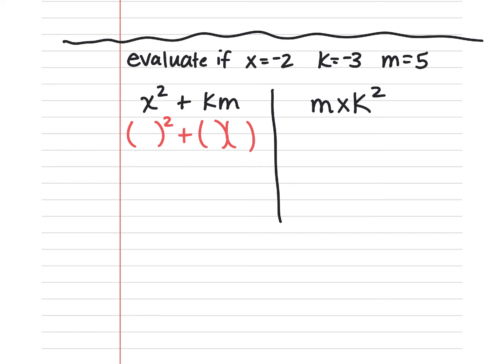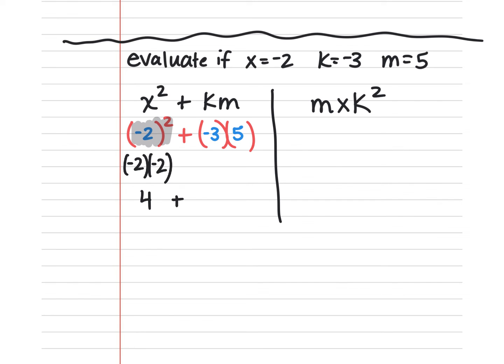Instead of an x, I'll put a negative 2. Instead of a k, I'll put a negative 3. Instead of an m, I'll put a 5. Now I'm going to work this out. Let's start with the squared. Remember, this means take that number times itself, so negative 2 times negative 2. A negative times a negative, hopefully you remember, is a positive 4.